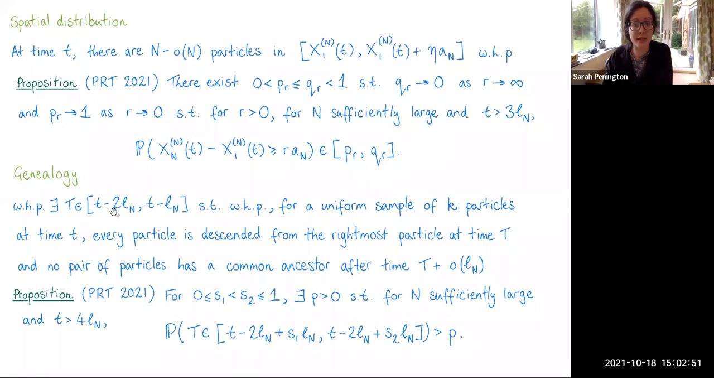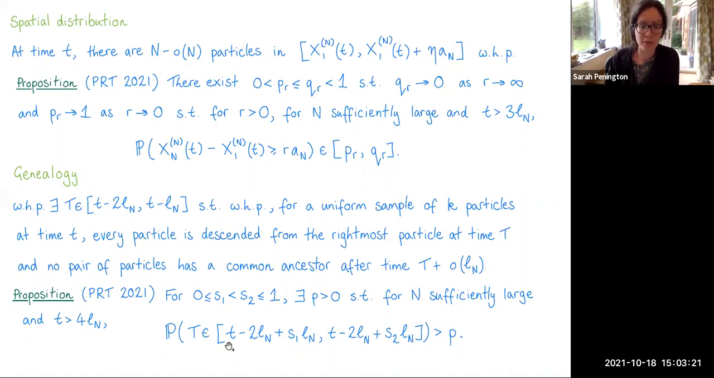So what we can show is that if you take S1 strictly less than S2 and both between 0 and 1, then there exists a positive P such that for n sufficiently large and for a time t that's bigger than 4 ln, the probability that this coalescence time capital T is between t minus 2 ln plus S1 ln and t minus 2 ln plus S2 ln is bigger than P for n sufficiently large.